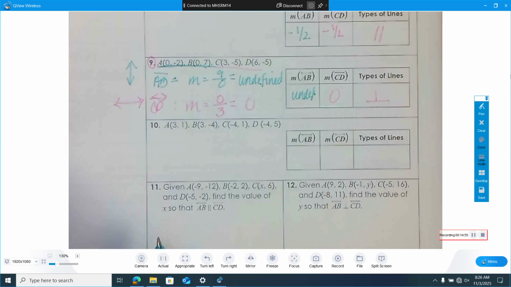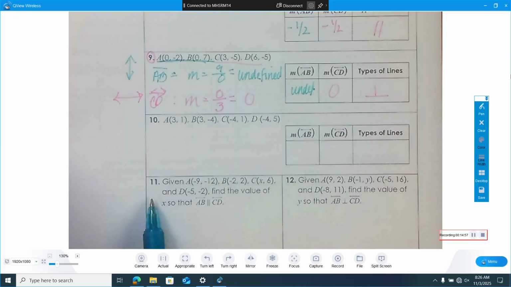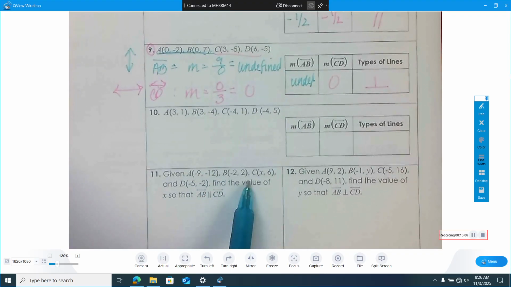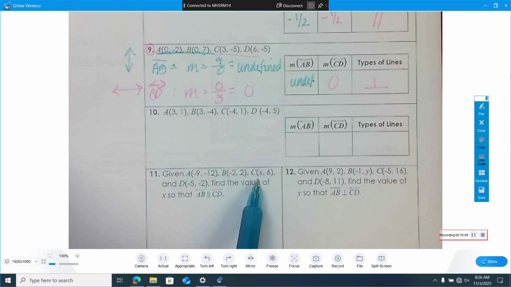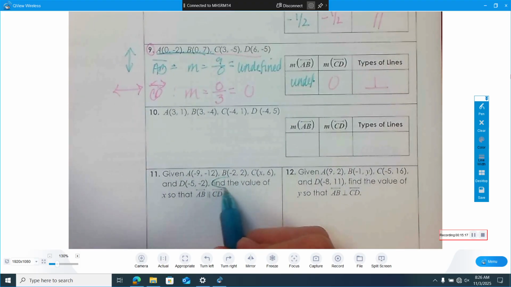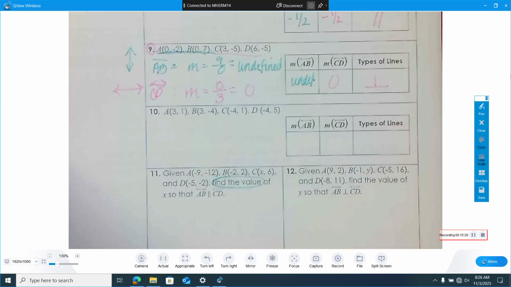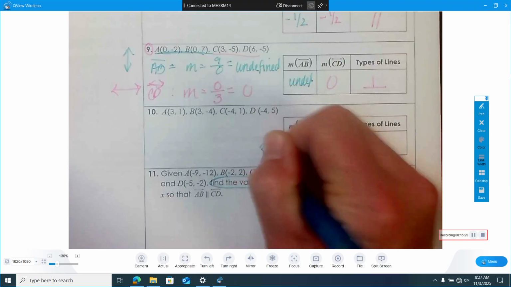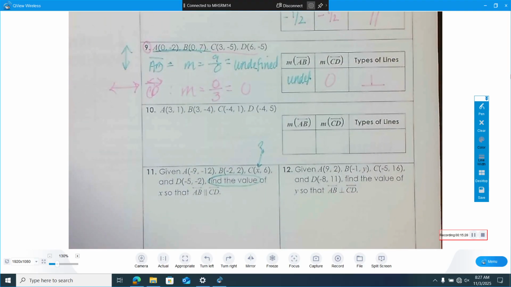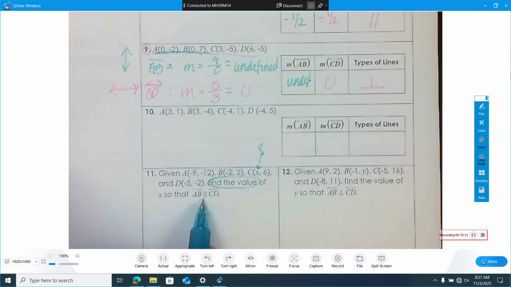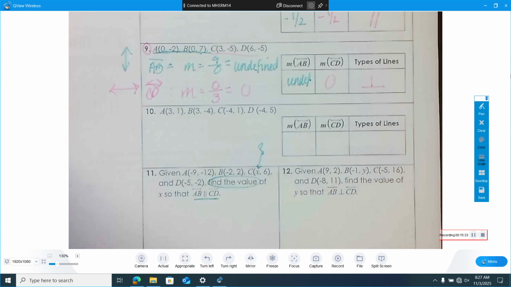So then, on number 11, we have point A at negative 9, 12, and point B at negative 2, 2. And point C is at, I don't know, but 6 for the y-coordinate. Okay. And D is at negative 5, negative 2. We want to find the value of x. So they're actually wanting us to find the value of that unknown thing right there. That's the big question mark. So that our lines are parallel. We want them to be parallel.